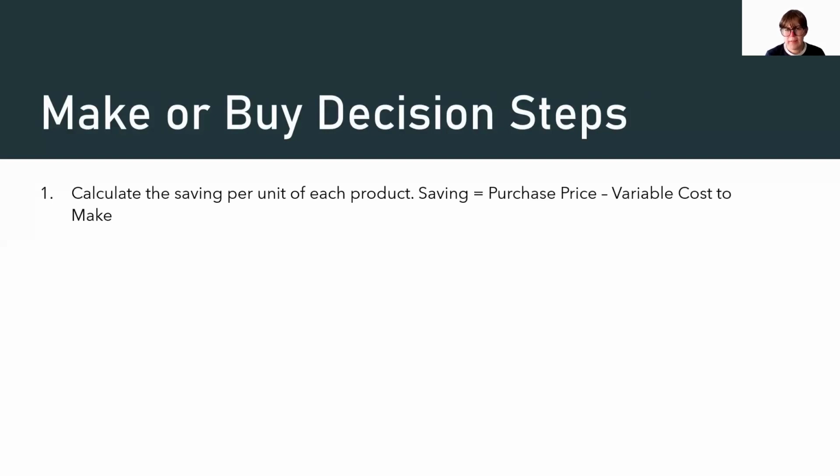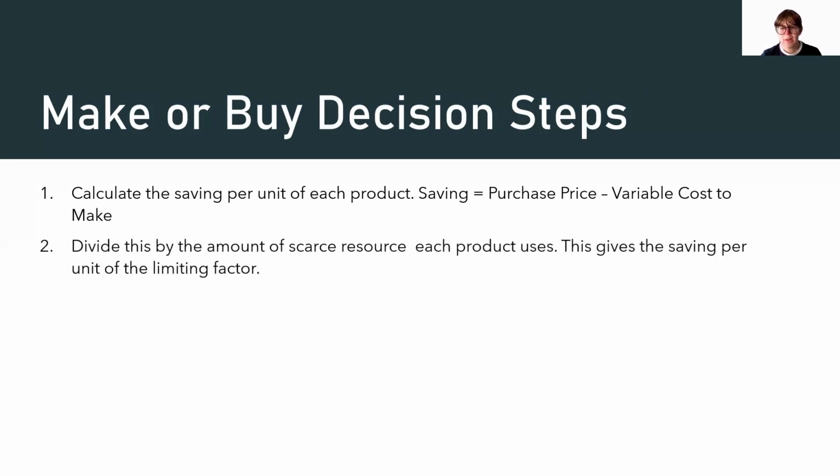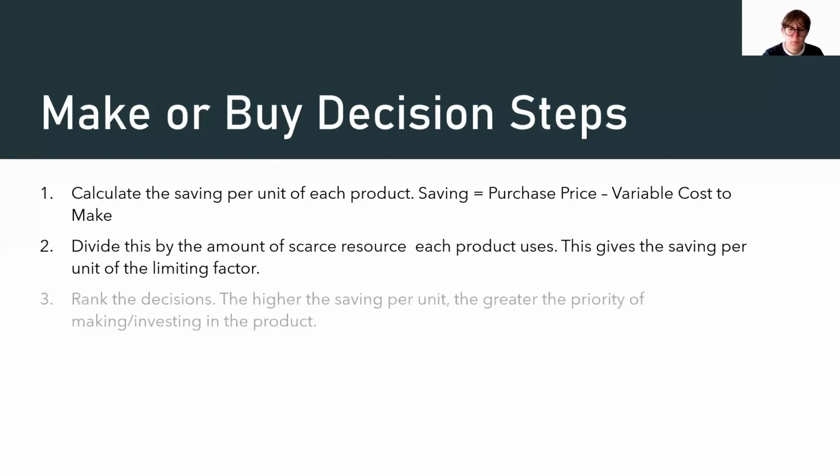So what are the steps if we consider a make or buy decision? Well, first of all, we need to calculate the saving per unit of each product. In order to do this, we take our purchase price less our variable cost to make. We then divide that amount by our scarce resource and how much each product actually uses. This will give us our saving per limiting factor. At that point, we then need to rank our decisions, and the higher the saving per unit, the greater the priority of making or investing in that product.